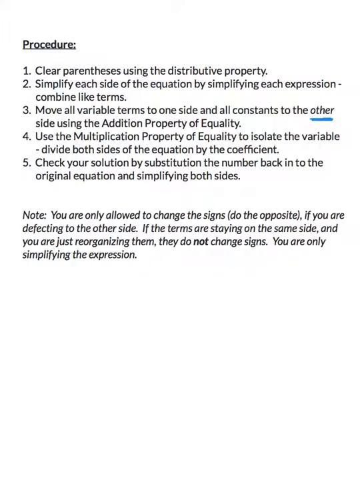Once we have our variables on one side and our constants on the other, we want to use the multiplication property to isolate the variable, meaning divide both sides of the equation by the coefficient. In this section, we will not have any where we need to multiply by the reciprocal. We will not have any fractions. So we will go ahead and just divide.